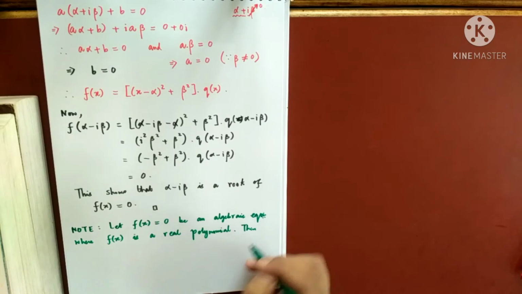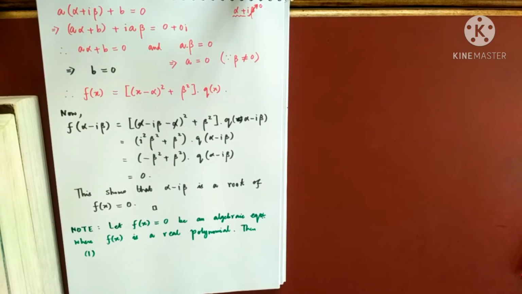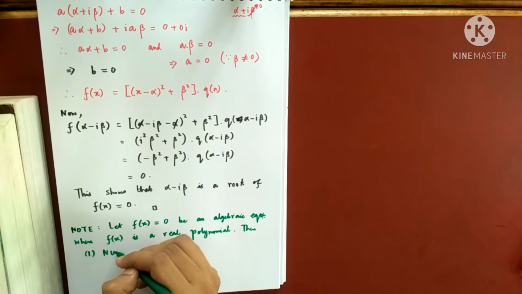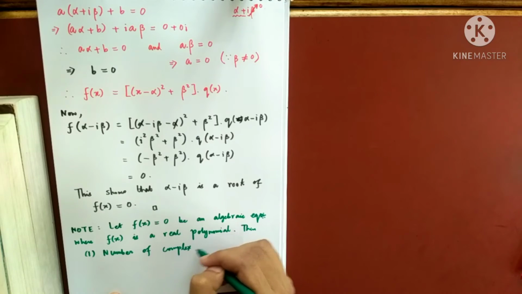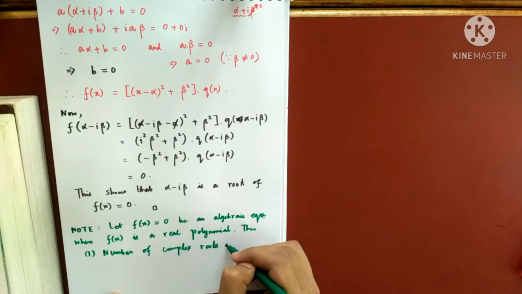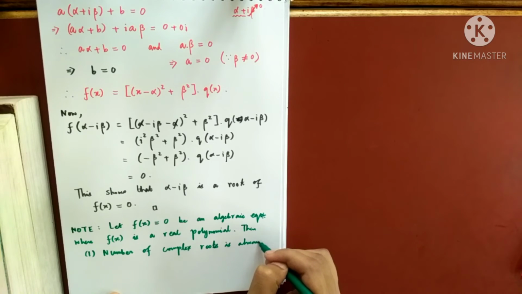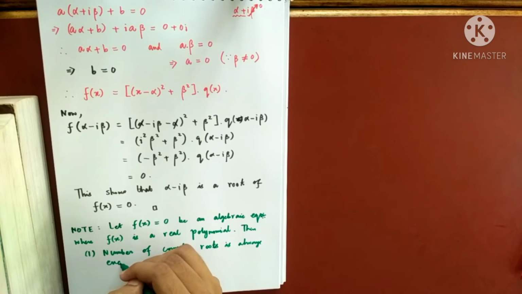Then number 1, what can I say? The number of complex roots is always even. So this is very obvious. Just now we have proved in the theorem that whenever I have a complex root alpha plus i beta, I will also have its conjugate as a root. So remember that.